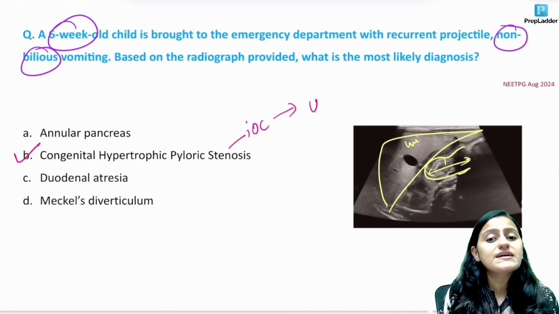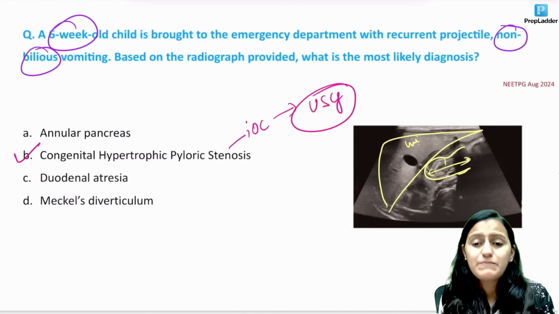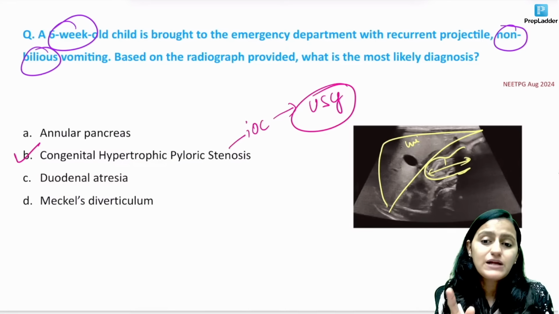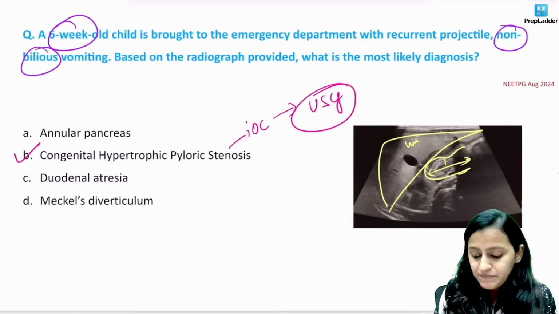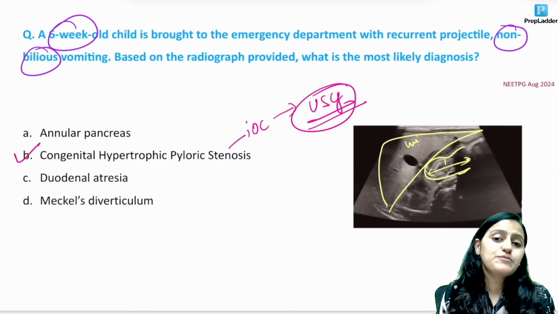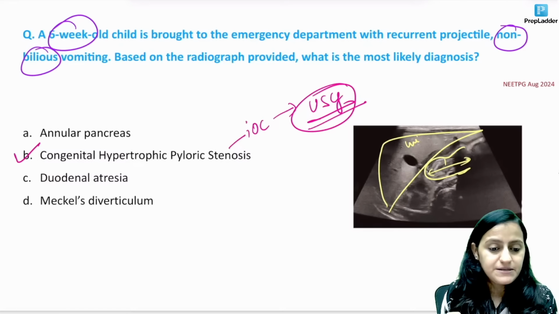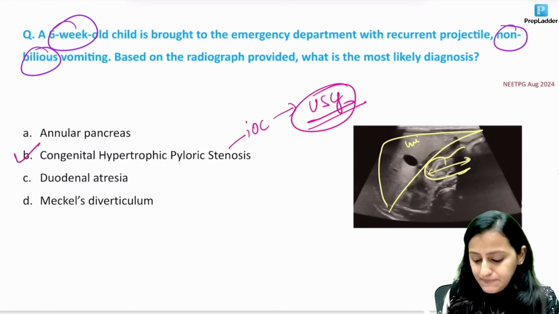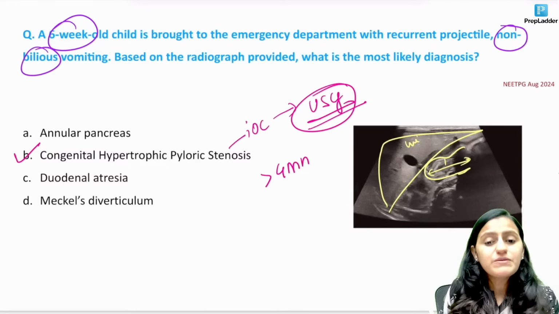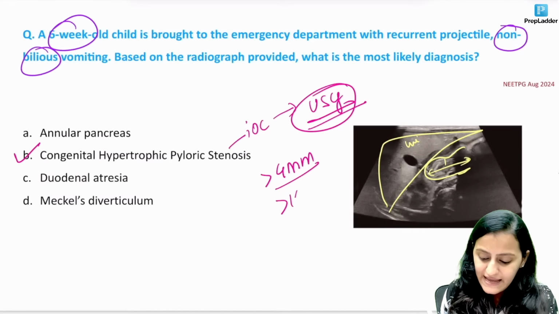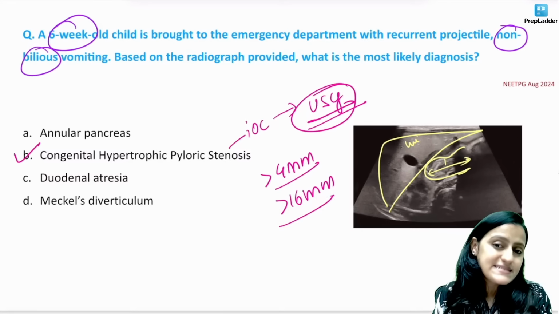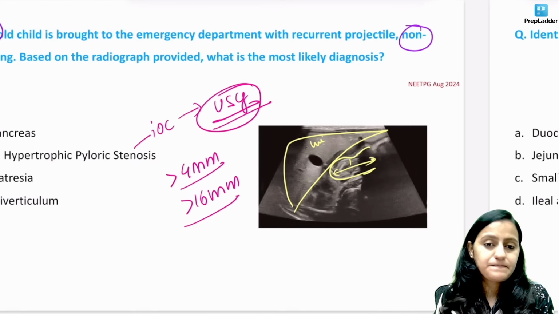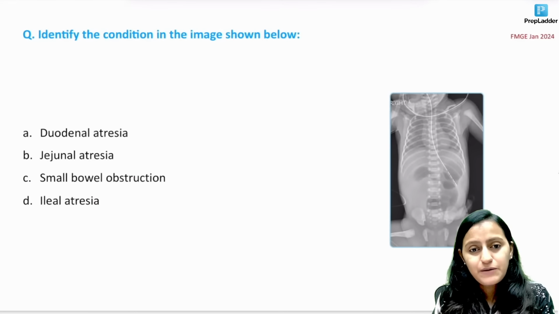Remember, the investigation of choice is ultrasound because it has no radiation and it can measure the thickness as well to prove that it is hypertrophy. So when this is asked, it is the investigation of choice is USG. The cutoff for CHPS to call it a thick hypertrophic pyloric muscle: thickness should be more than 4 mm and length should be more than 4 square, that is 16 mm. So 4 and 4 square, that is 4 and 16. Okay. Next one. What is this one here?